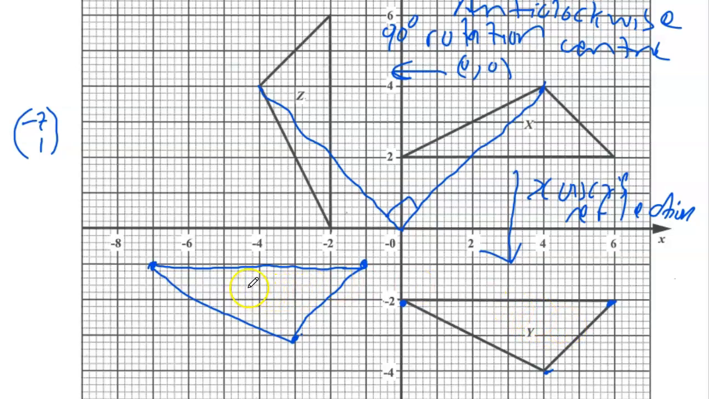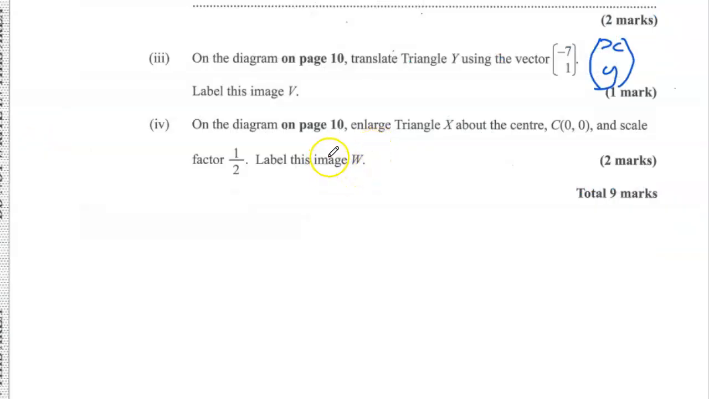We're asked now to label this triangle as V. What else are we asked to do? On the same diagram, enlarge triangle X about the center 0, 0 with scale factor half, and label this image as double. So we're going to enlarge triangle X with scale factor half.